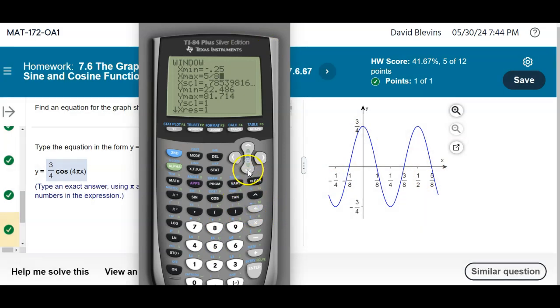All right, and then the x scale is what does each tick mark represent. And you can look on there just between 0 and the first tick mark and see that a tick mark is at every 1/8. All right, my y minimum is -3/4. My y maximum is positive 3/4. The scale is also 3/4, tick marks I see on the y-axis. All right, I'm going to hit graph, and I should see basically what I see on the screen there in blue. That's what I want to see, right? I'm trying to come up with the equation for that sine wave, or cosine wave in this case.